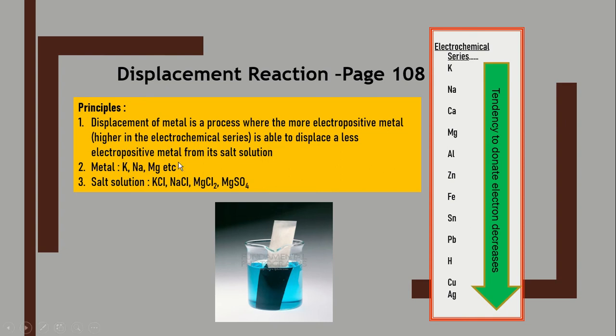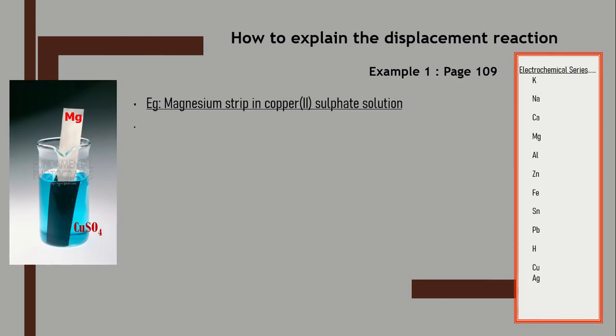Bermakna metal atas ni, okay, metal ni akan mengalami proses oxidation. Kenapa oxidation? Because dia akan donate electron. Okay, manakala metal yang dalam salt solution ni akan gain electron daripada metal yang atas tadi. Okay, ion metals dalam salt solution contohnya K plus akan gain electron to form metal. Okay, kita akan tengok example for clearer explanation.